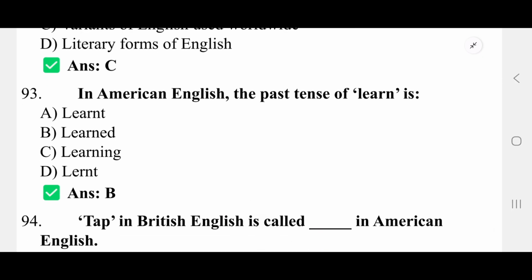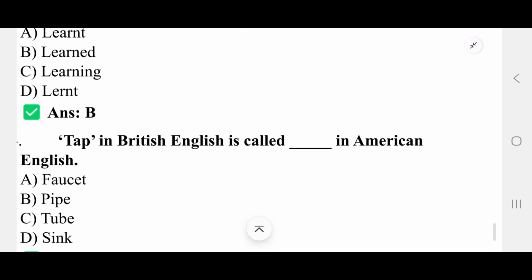In American English, the past tense of learn is learnt, learned, learning, learnt. Option B, learned. The -ed form comes, the past form.